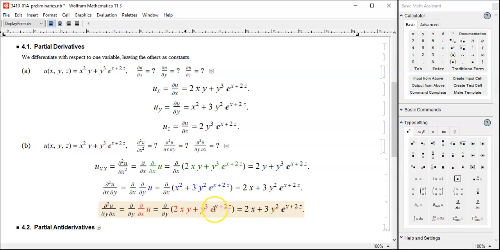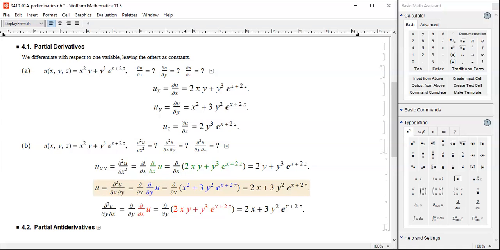Did I do this right? Exponential stays the same, not because it's exponential, but because this is a coefficient. And y cubed became 3y squared. Did I do this right? Let's compare these two. They're the same. So taking the derivative by y first and then x later, or x first and y later, made no difference.